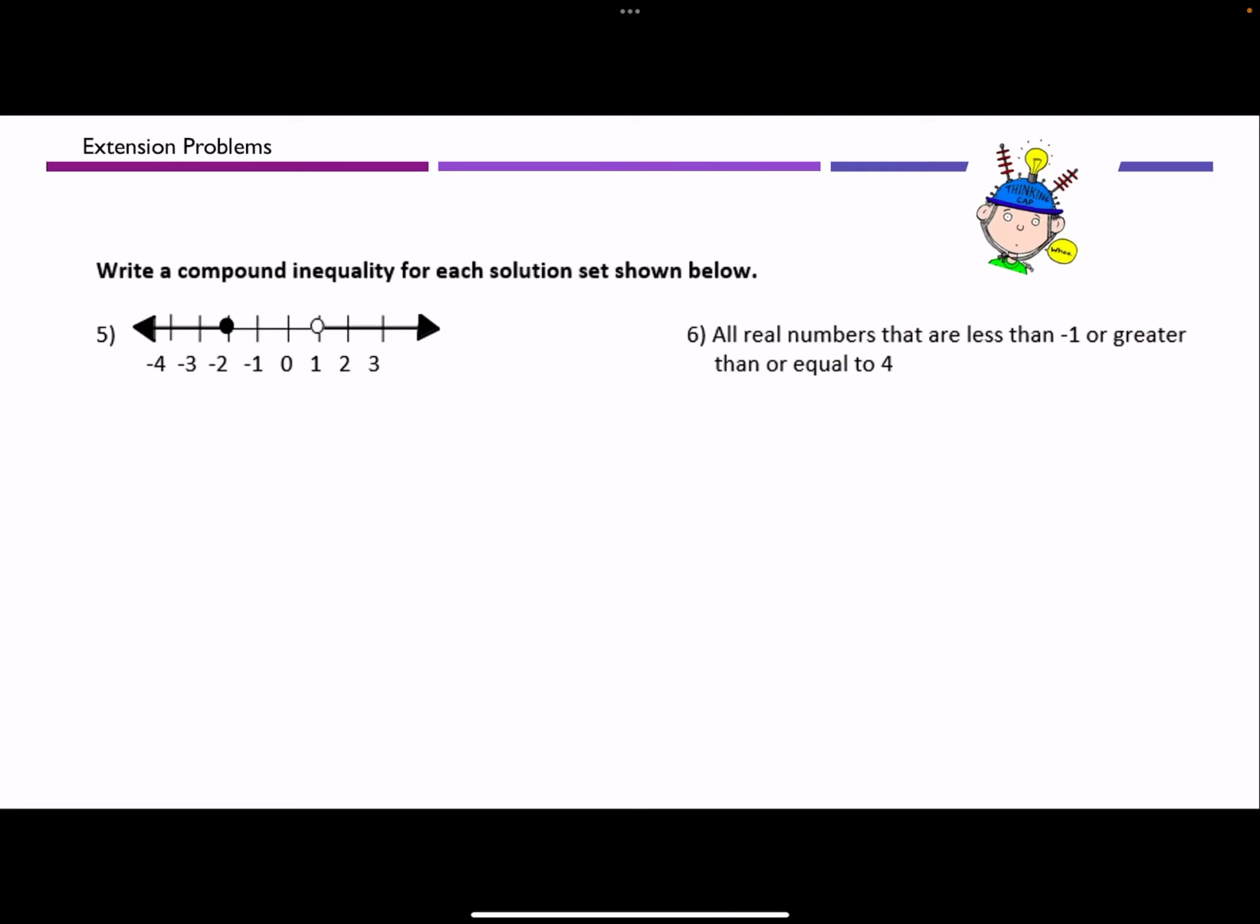All right. So now here's some extension problems. Now I want you to write a compound inequality. So remember, that's like 2 inequalities with the word or in the middle for each solution set shown below.